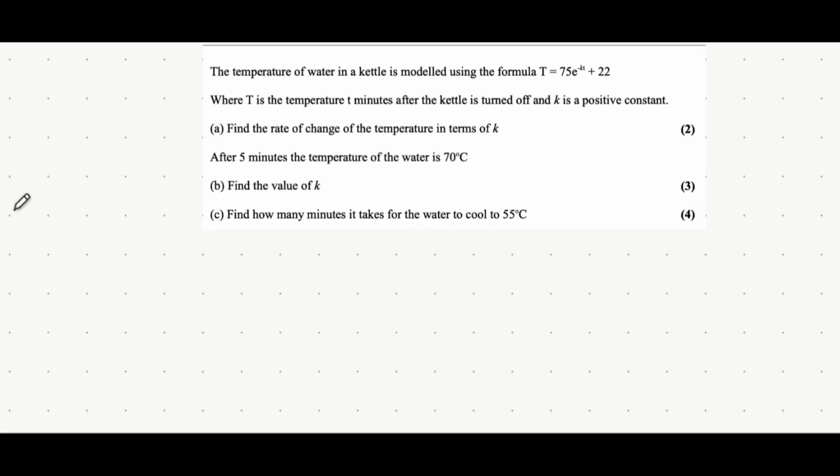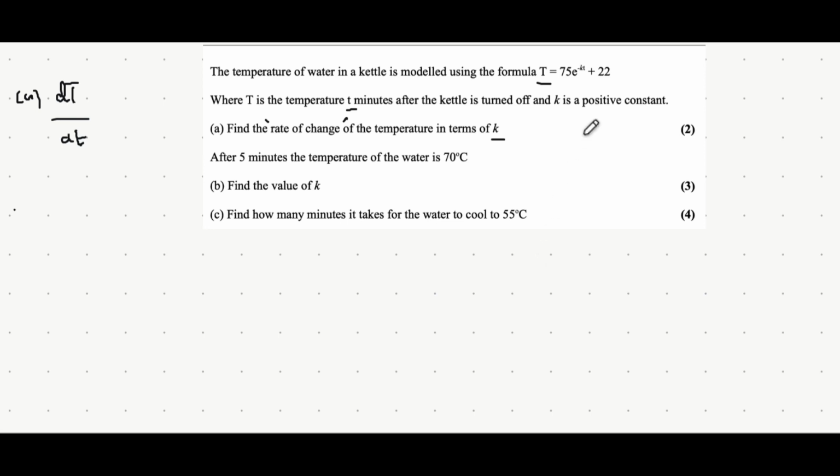In this video, we're going to have a look at exponential modeling. So there's going to be a little bit of differentiation involved and also solving exponential equations. First of all, it's giving you an equation for temperature capital T in terms of little t, which is time in minutes. It's asked you to find the rate of change of temperature in terms of k. So the rate of change of anything is just asking you to differentiate that variable. So here we want to differentiate the temperature with respect to time, dT by dt.